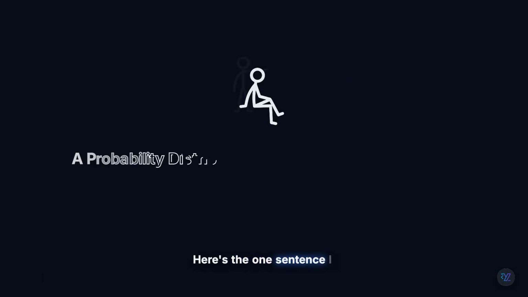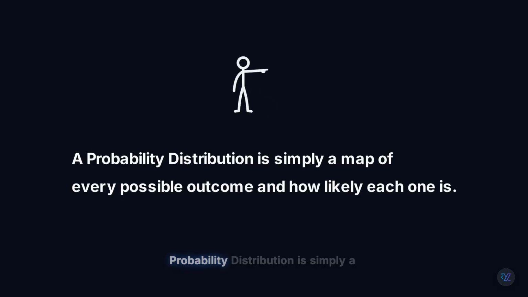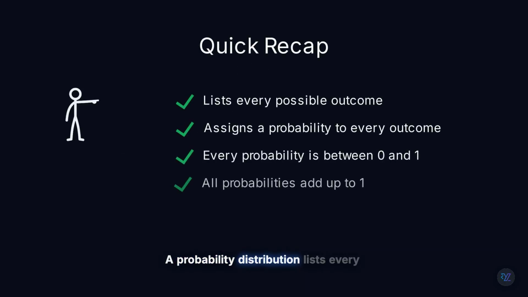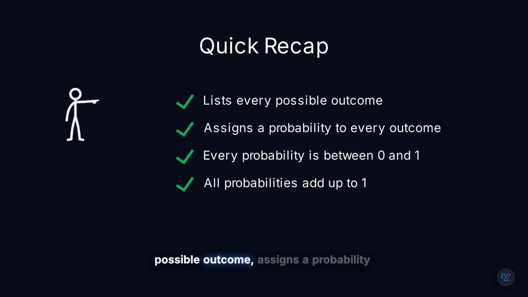Here's the one sentence I want you to remember. A probability distribution is simply a map of every possible outcome and how likely each one is. Let's recap. A probability distribution lists every possible outcome, assigns a probability to every outcome, every probability is between 0 and 1, and all probabilities together add up to 1. If those 4 things are true, you've got yourself a probability distribution.